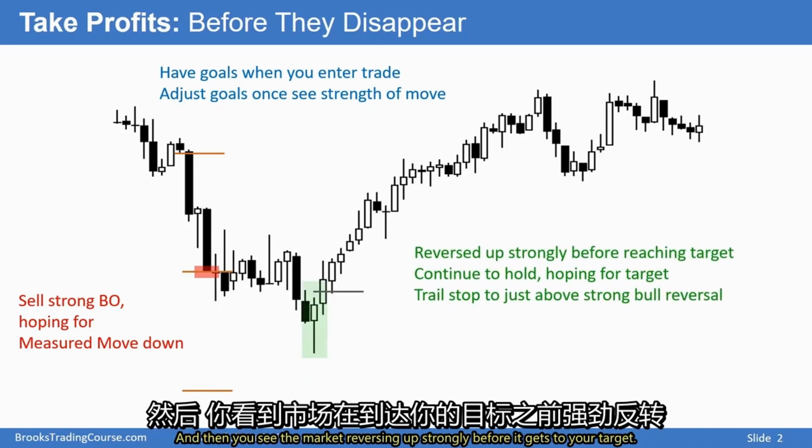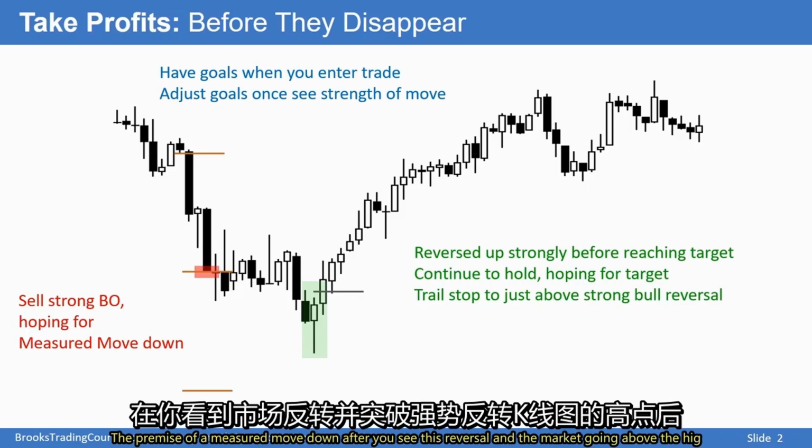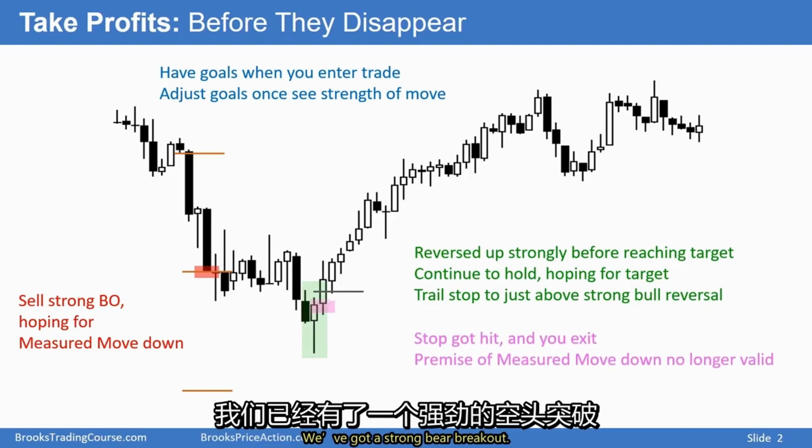And then you see the market reversing up strongly before it gets to your target. Should you wait and let your stop get hit, hoping that the target will eventually be reached? No. The premise of a measured move down, after you see this reversal and the market going above the high of that strong reversal bar, is no longer valid. So you have to exit.